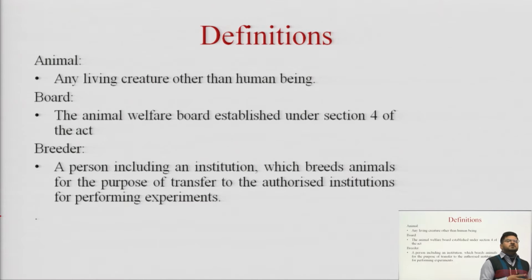In simple terms also, an animal is defined as a living creature other than human beings, and according to the Prevention of Cruelty to Animals Act, any living creature other than a human being is called an animal. Another definition is board. What is board?